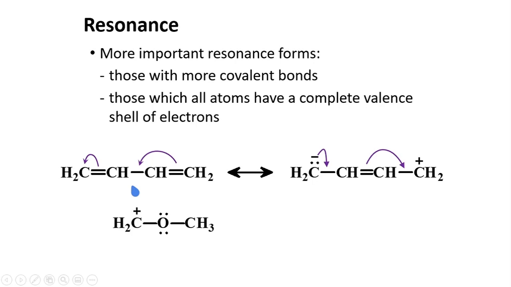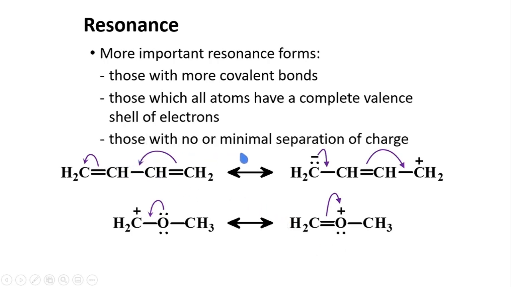Another criterion is that those in which all atoms have a complete valence shell of electrons are more important. In this example, this carbon has only 6 electrons and does not satisfy the octet rule. If we move lone pairs from oxygen towards this position, you will form a structure wherein this carbon has a complete valence shell of electrons. There would be a positive charge on oxygen, but the stabilization given to carbon will contribute more to its stability. Thus, this structure here is more important.